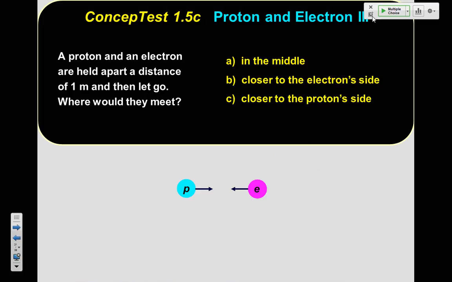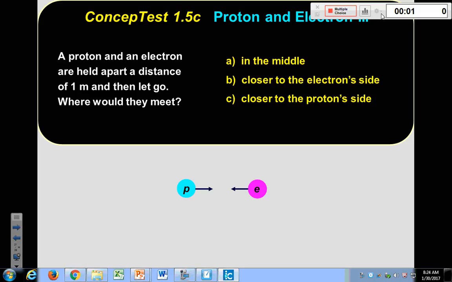All right. Where would they meet? Same situation. Where would these two particles meet? And then we'll make this the last one.